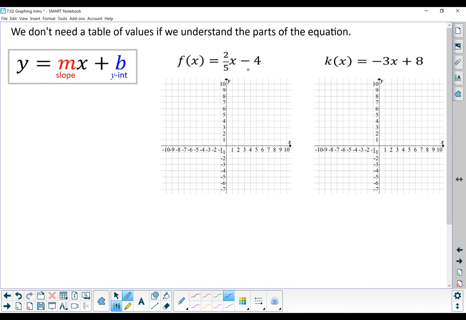So this graph has a y-intercept of negative 4, and it has a slope of up 2 over 5. And we could repeat that pattern to get other points on the graph. I'm just going to go ahead and sketch it in there. Our next graph has a y-intercept of 8, and it has a slope of negative 3. So that's down 3 over 1, down 3 over 1. And again, you can repeat the pattern to give yourself a lot of points to use to line up and get a nice graph.